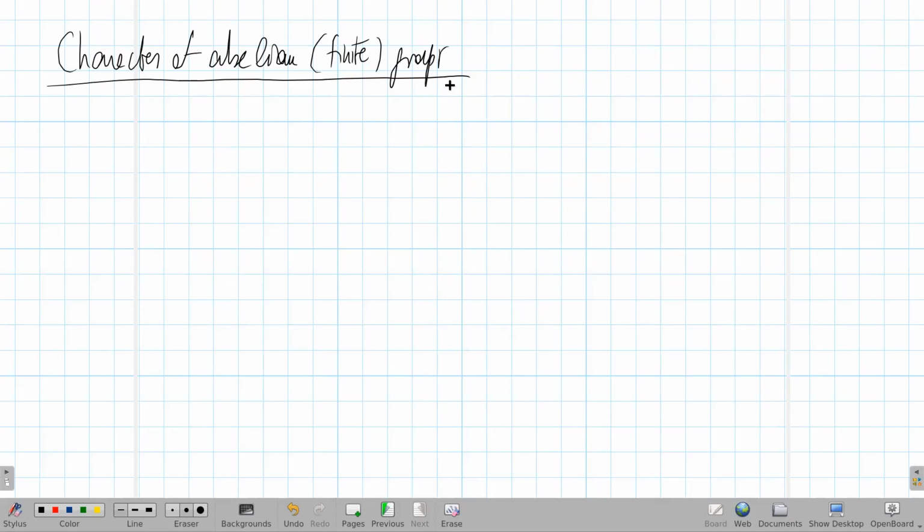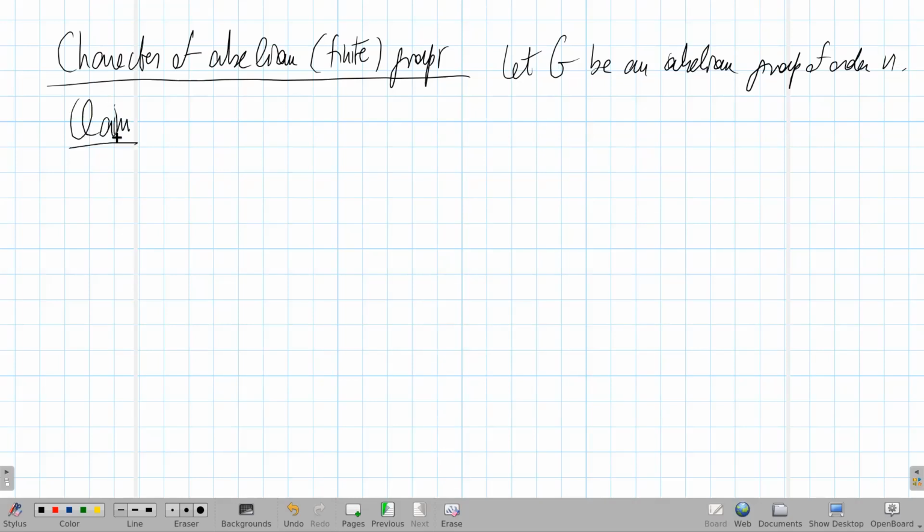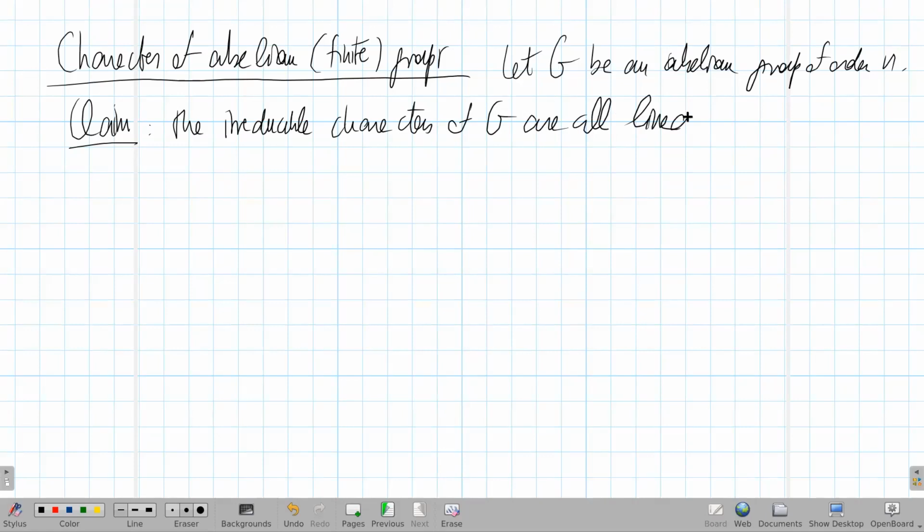Good. So what we know about, so let G be a finite group, an abelian group, of order n. Claim, which is actually something I had already claimed and proved, but let's claim it again. The irreducible characters of G are all linear, meaning of degree 1.